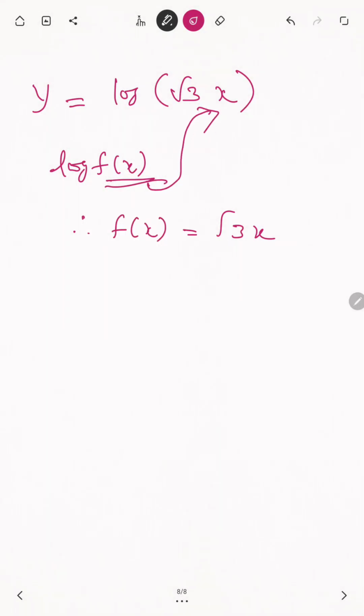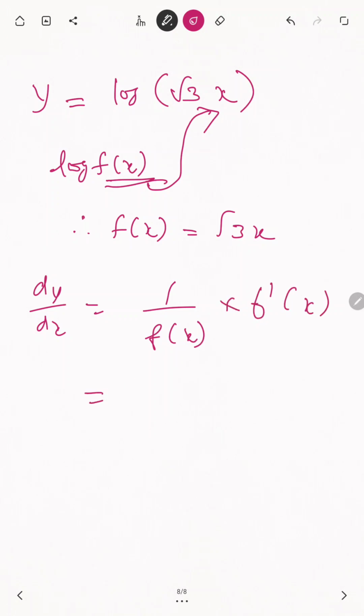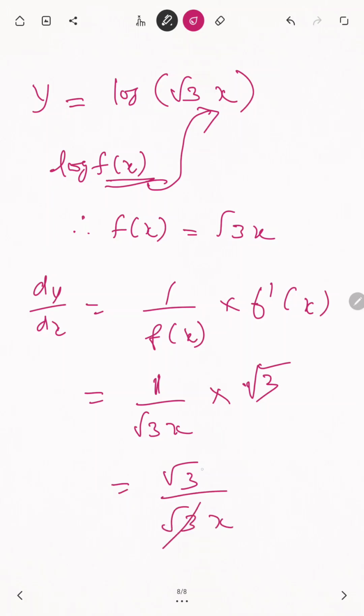What is the derivative of logarithmic function? 1 by function of x into derivative of that. What is the rule telling? Function is logarithmic function. So what is the logarithmic function rule? 1 by function. Function is root 3x. So 1 by root 3x into differential of this root 3x. Root 3 only. Then what happened? Next step, root 3 by root 3x. Root 3 gets cancelled. The answer is 1 by x.